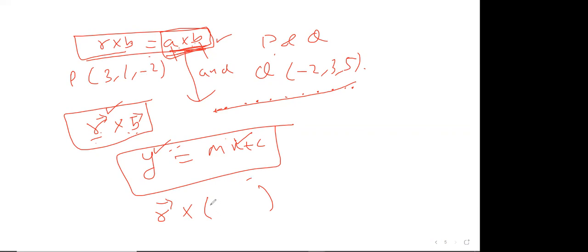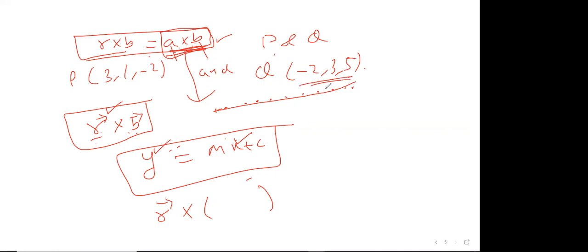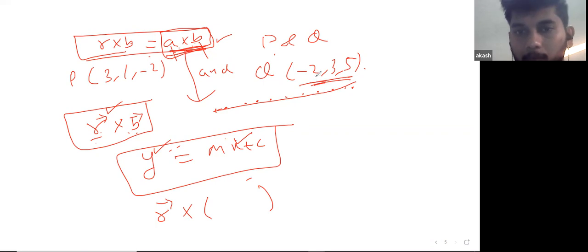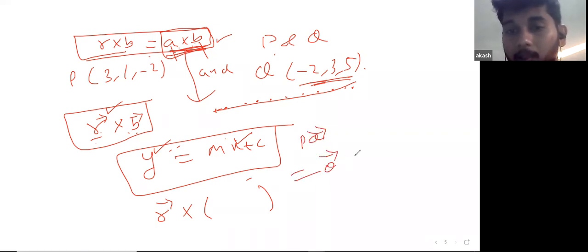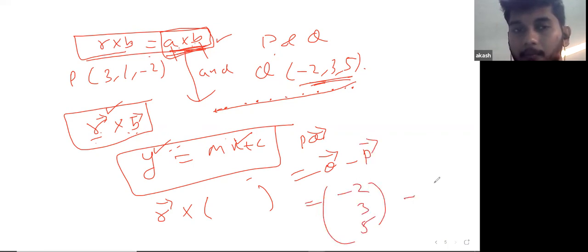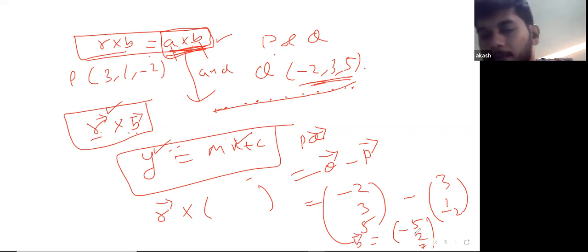B is Q. You cannot take this as b, because b is the vector parallel to the line. So you have to subtract. You have to find PQ, and to find PQ you do Q minus P. That is (minus 2, 3, 5) minus (3, 1, minus 2). So this will be (minus 5, 2, 7). This will be the b vector.